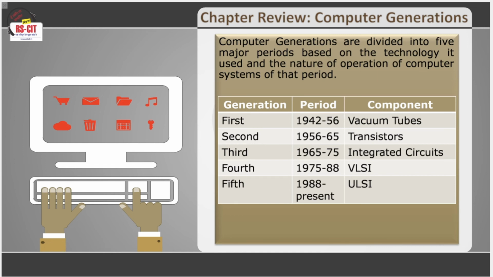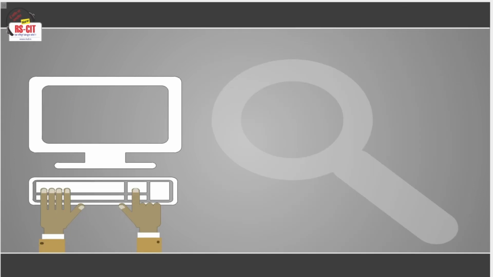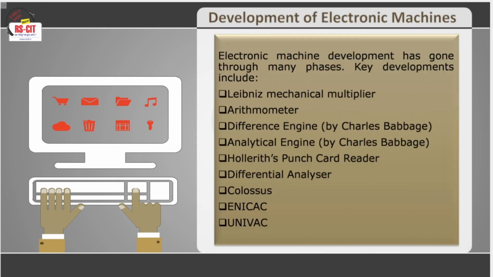Development of electronic machines. Electronic machine development has gone through many phases. Key developments include the Leibniz mechanical multiplier, arithmometer, difference engine by Charles Babbage, analytical engine by Charles Babbage, Hollerith punch card reader, differential analyzer, Colossus, ENIAC, and UNIVAC.